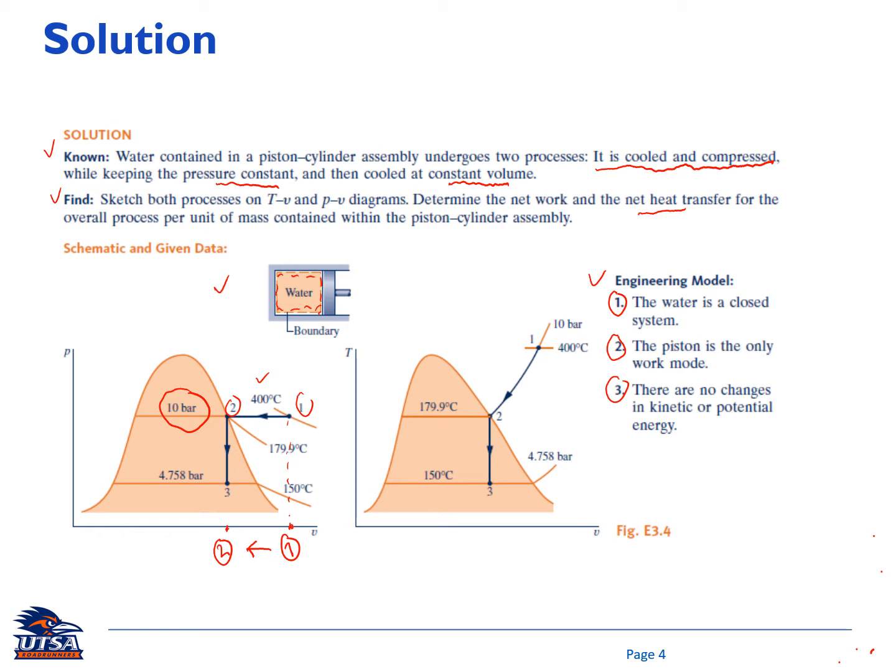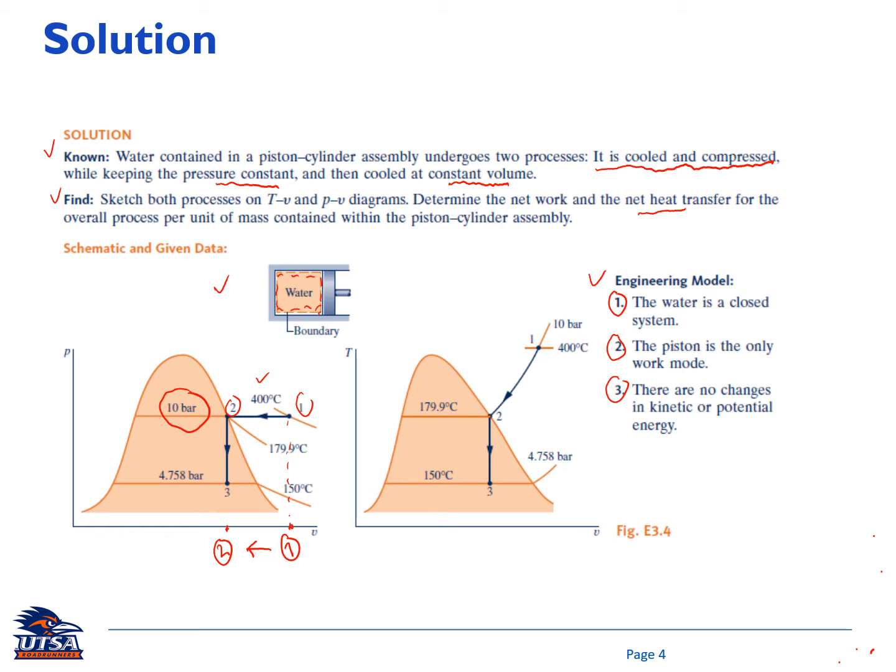Similarly, you can also use table A3, the saturated properties based on the pressure. So go to table A3 and look at 10 bar, what is the saturated temperature, and you will see that the saturated temperature at 10 bar is lower than 400 degrees C. Therefore, state number 1 is superheated condition.